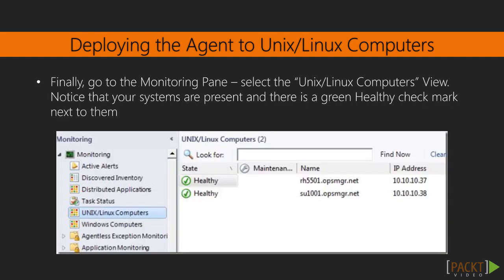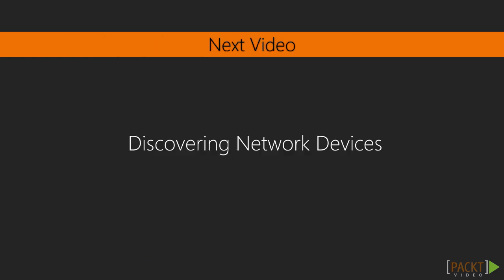Finally, go to the monitoring pane and select the Unix Linux computer view, and you should notice that your system or systems are present, and there should be a green healthy check mark next to them. Again, if there's not a green healthy check mark or if your systems are not present, then go back through the troubleshooting steps. This concludes our video on deploying agents to Unix Linux computers. In our next video, we will look at how to discover network devices and deploy agents to network devices.